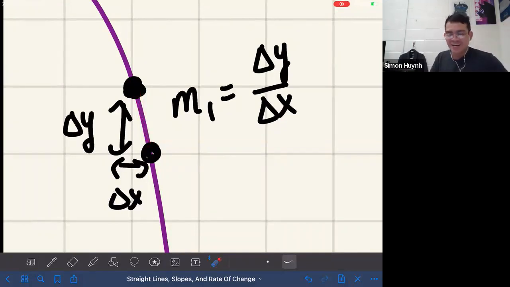I hope that was a little motivation for you to study straight lines, knowing that they are the foundation for learning more and more complicated and beautiful equations.